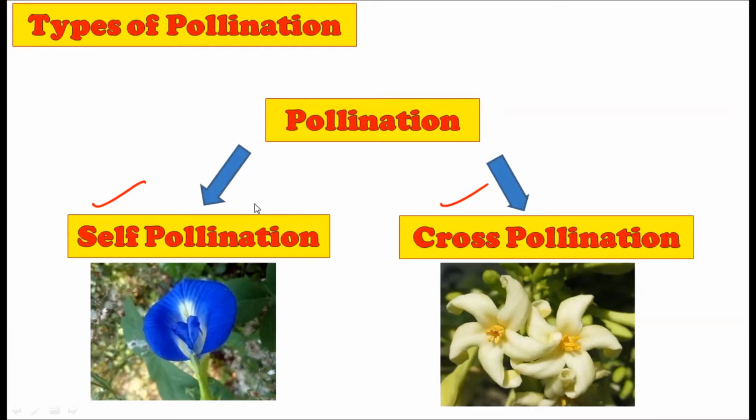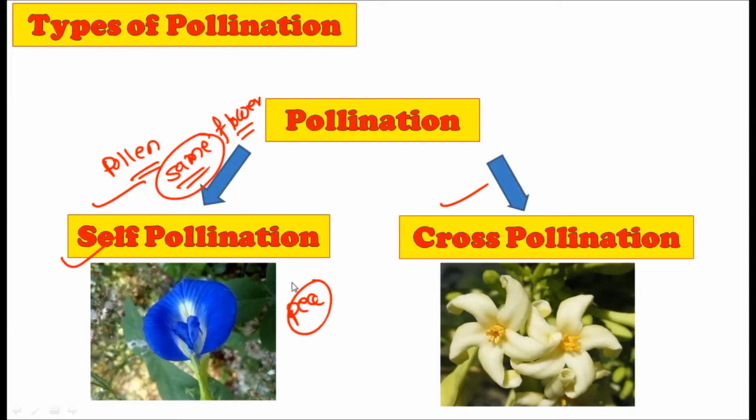Now, self-pollination may be defined as the transfer of pollen grains from anther to stigma of the same flower. That is, if the pollens are transferring from anther to the stigma of the same flower, then such a type of pollination is called self-pollination. You have to remember here, the same flower. The example for this is a pea. Now, what happens in pea plants? The pollen grain from the same flower is transferred to the stigma of the same flower, and that is why such a type of pollination is called self-pollination.